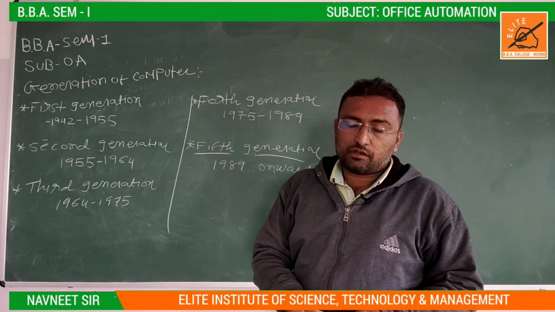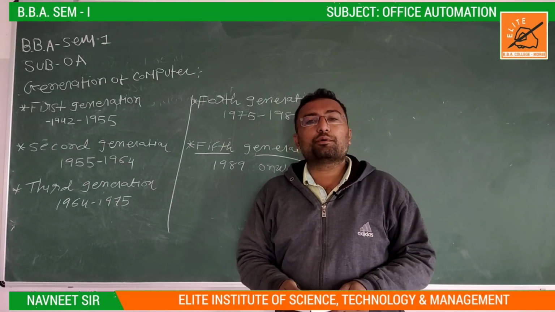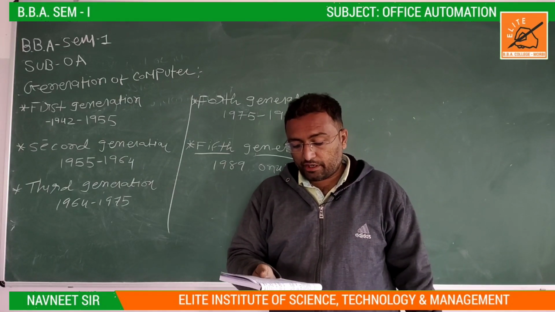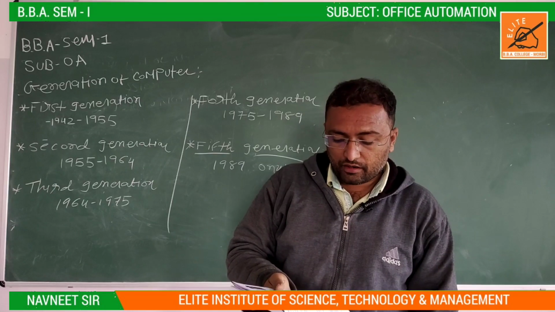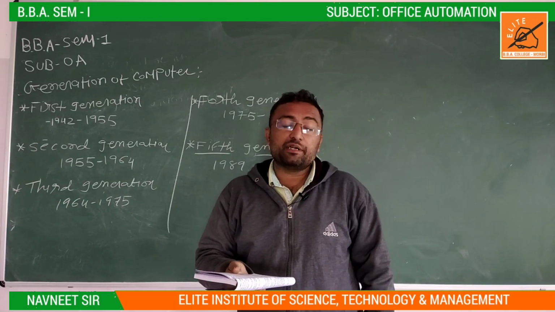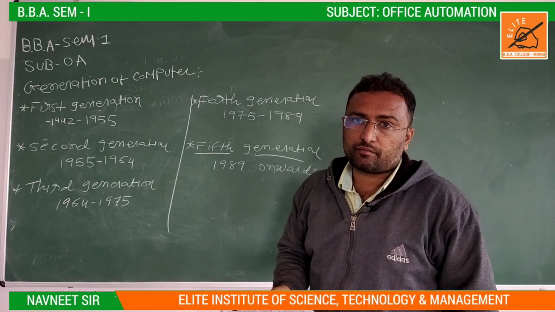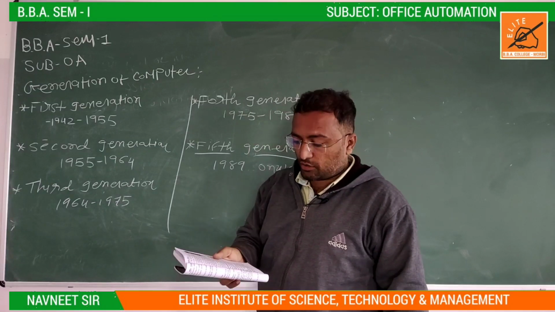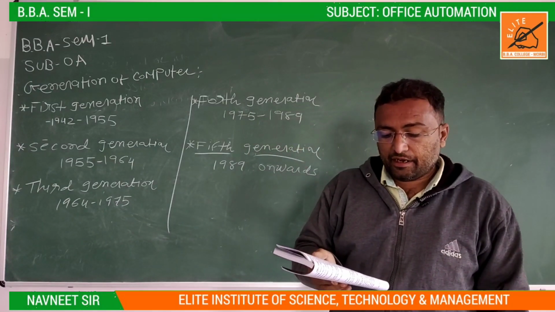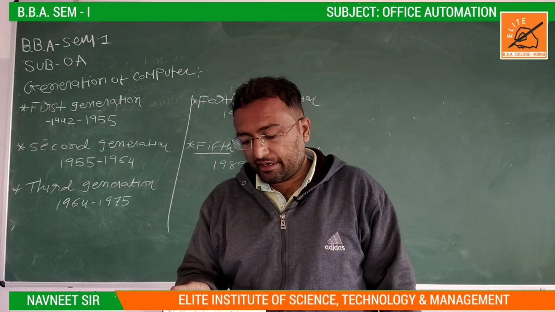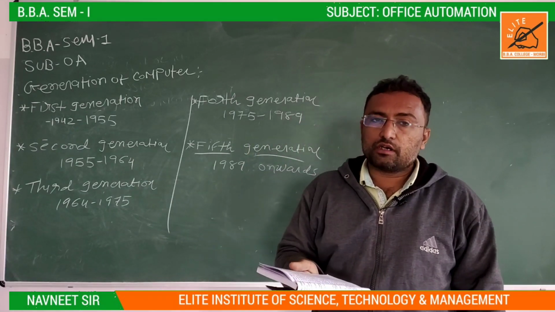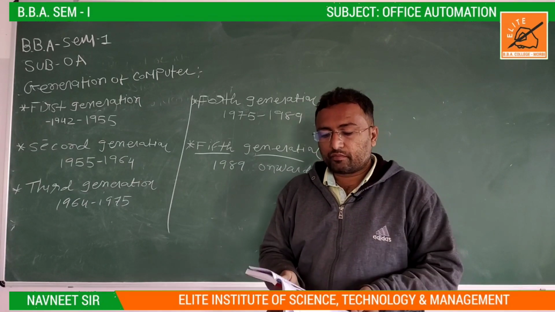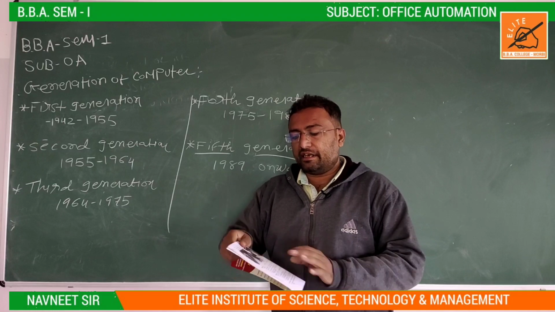The first computer that was found was ENIAC, which stands for Electronic Numerical Integrator and Computer, that was built in 1946. The first computer in first generation that was built is ENIAC. It was found in 1946. The first computer we can see here.